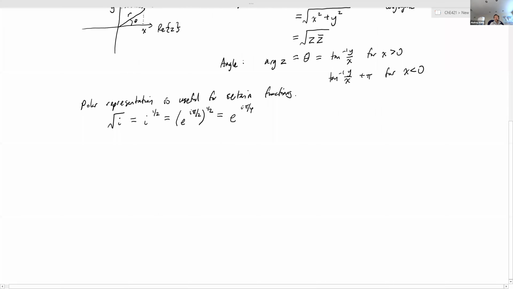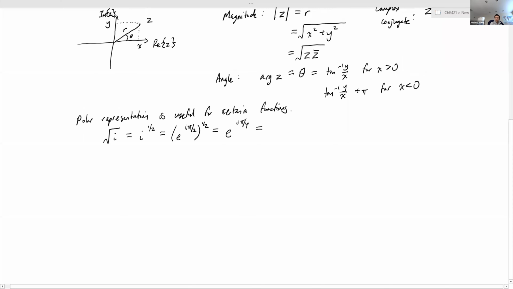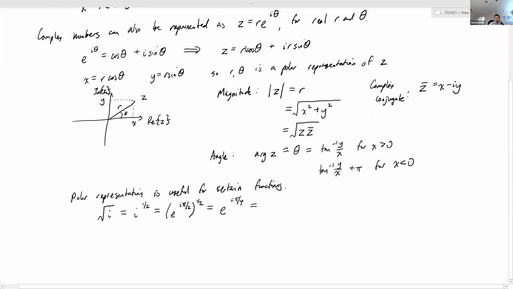e to the i times pi over 4, right? And e to the i times pi over 4 is just r times cosine theta, but theta being pi over 4 now. The cosine of pi over 4 is what? Square root of 2 over 2, right? And the sine of pi over 4 is also square root of 2 over 2, in other words, 1 over the square root of 2. And so this gives us 1 plus i over the square root of 2. And again, if you actually multiply out 1 plus i divided by square root of 2 times itself, you will get i.